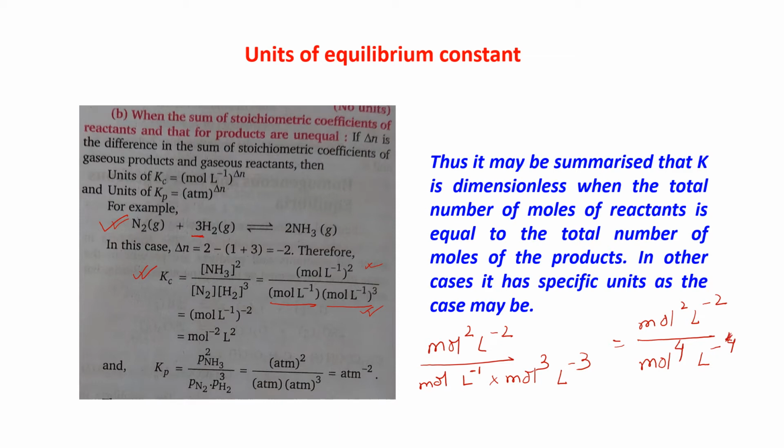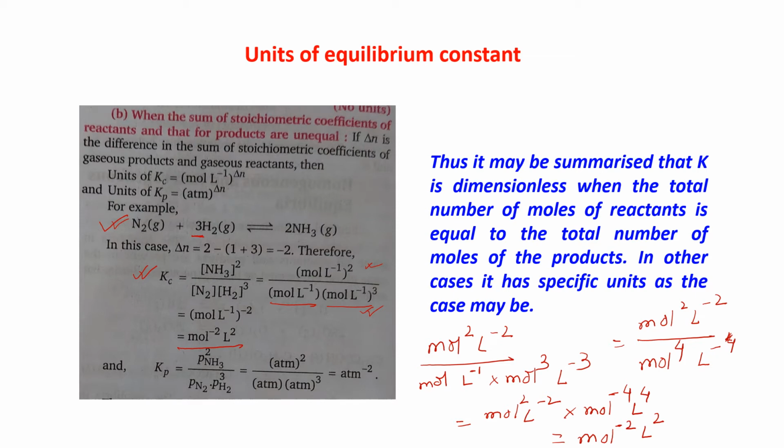Okay, liter minus 4. Now this will be mole square liter minus 2. This will go as mole minus 4 and liter plus 4. So what we are getting, mole minus 2 and liter square. See, here also it is mole minus 2 liter square.